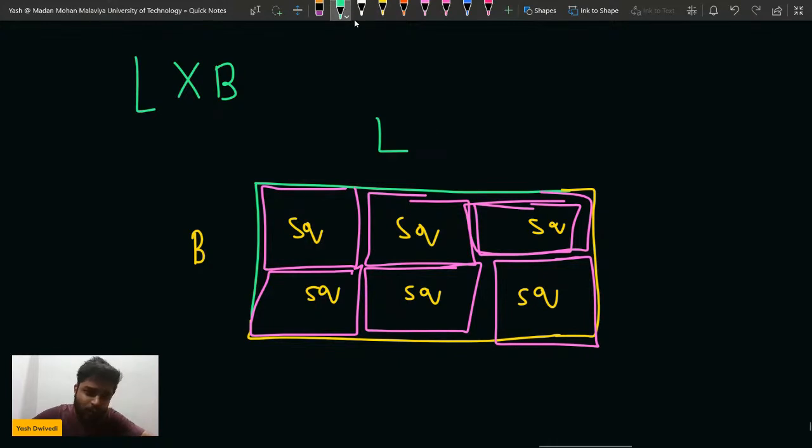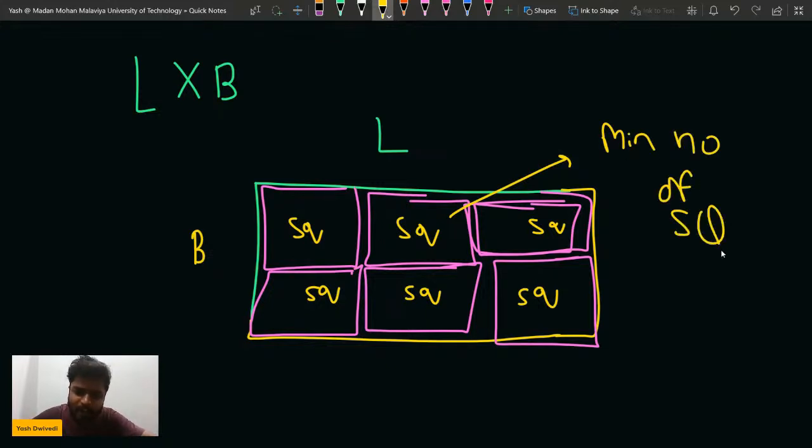So I have to choose this particular square dimension in such a way that I'm choosing the minimum number of squares to fill this rectangular field. Is that clear to everyone, guys? Is this portion clear? Please hit the like button if you are clear.